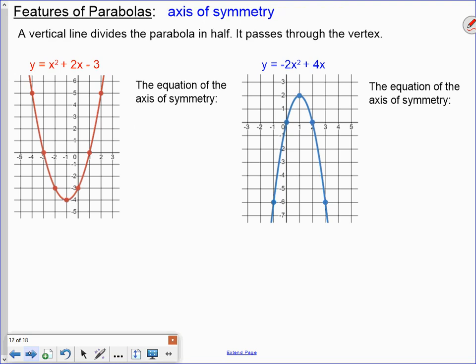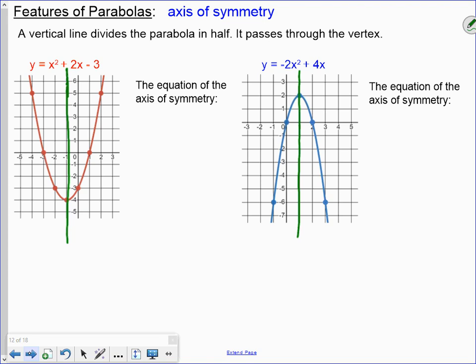All right. So parabolas also have what is called an axis of symmetry, and that's a vertical line that divides the parabola in half. The left half is symmetric to the right half. So for our one parabola, this would be our axis of symmetry running right through the middle like that. And for our other parabola, our axis of symmetry would go right through like that. This axis of symmetry always passes through the vertex, and it's a vertical line in every case.